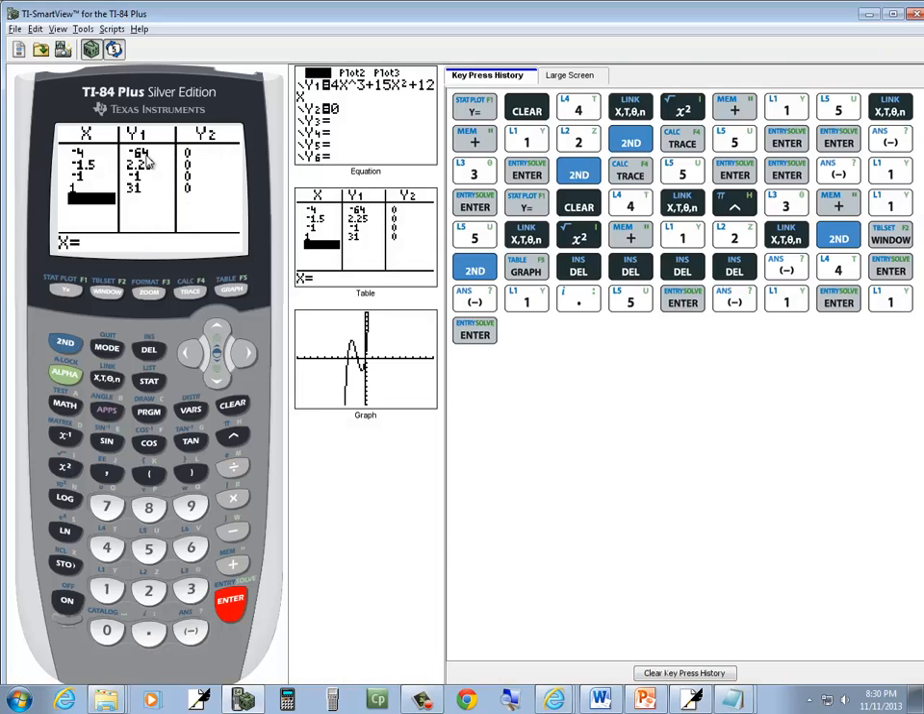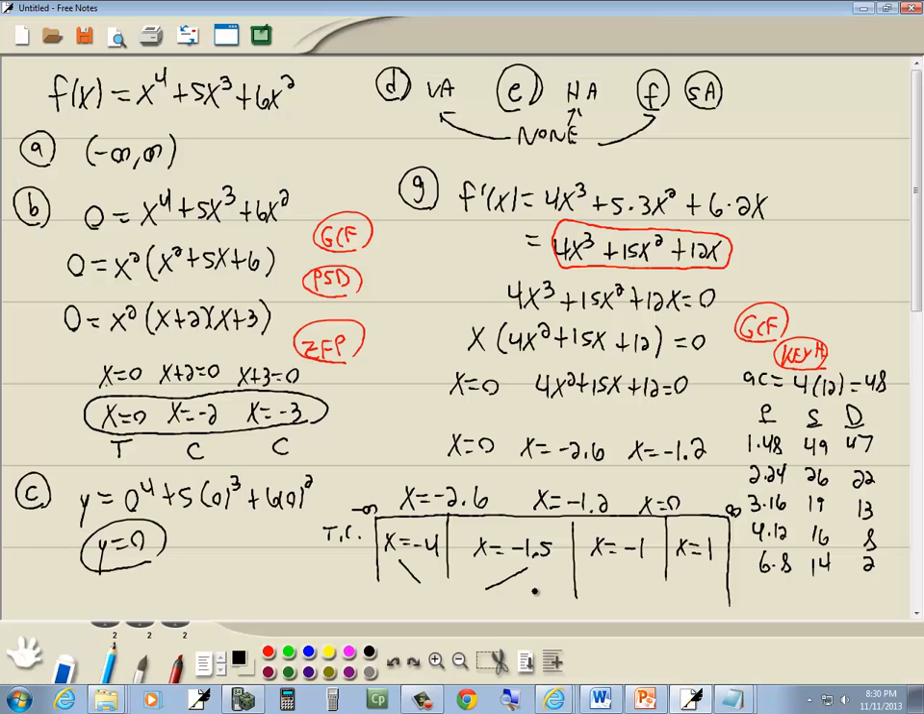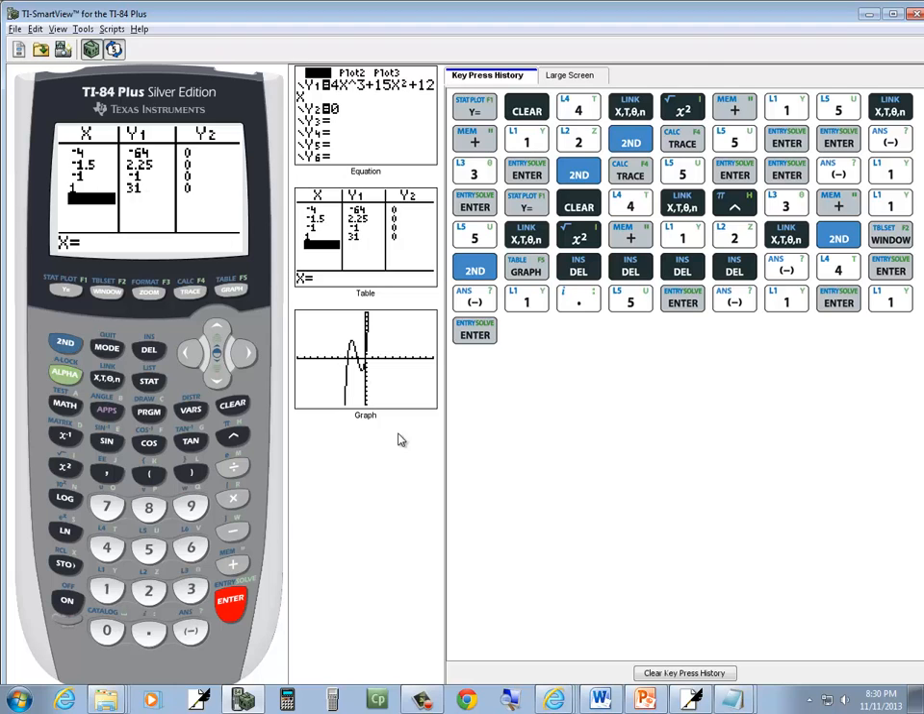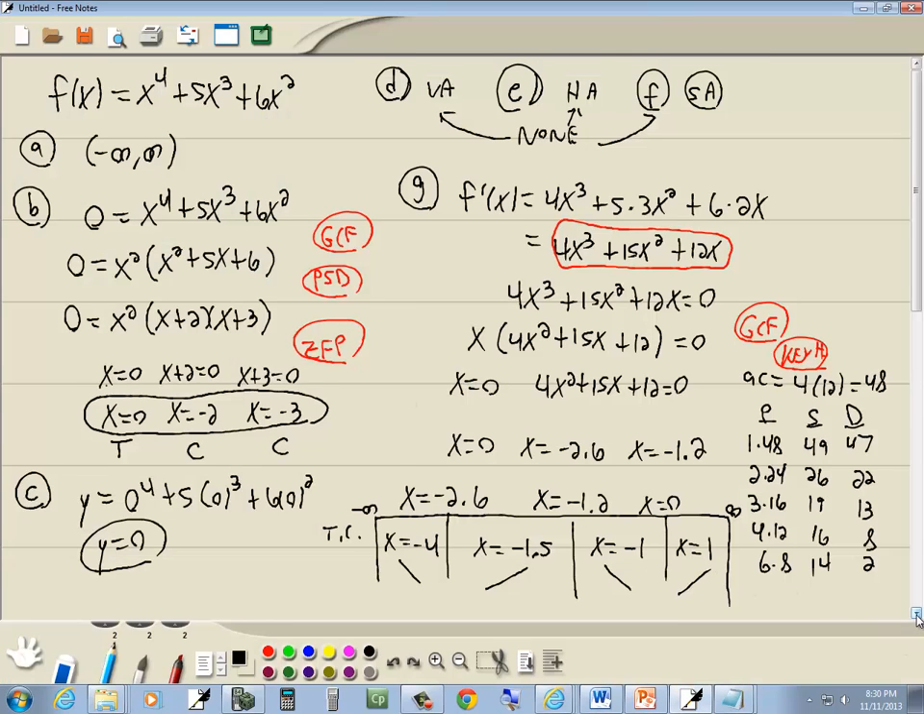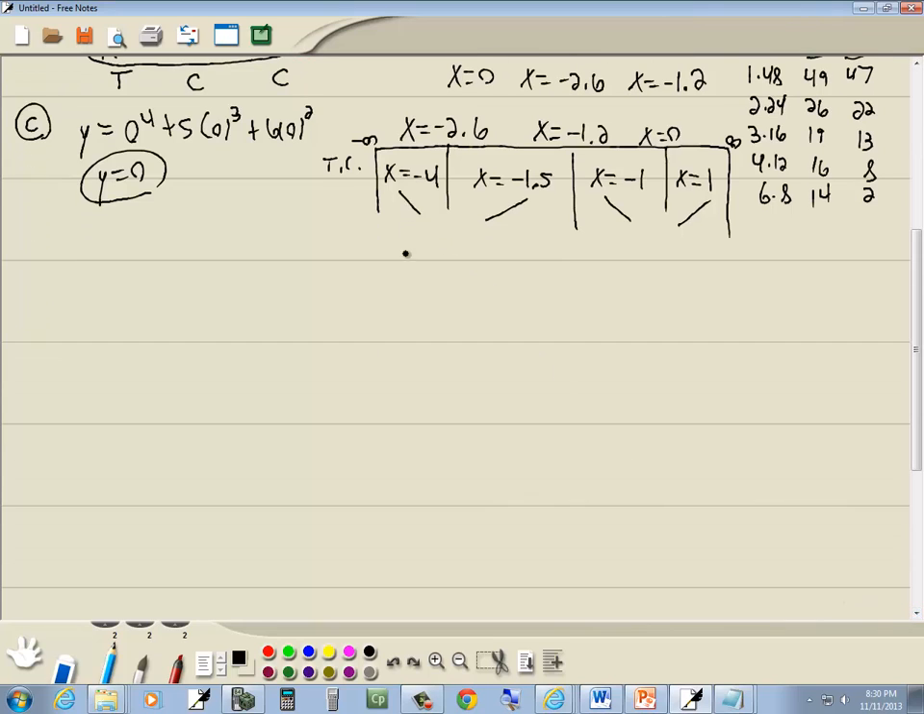Okay. -4 gave us a -64, which means this is decreasing. -1.5 gave us a positive 2.25, so this is increasing. -1 gave us -1, which is negative, so it's decreasing. 1 gave us 31, which is positive, so it's increasing. So this is decreasing from negative infinity to -2.6, and then it's increasing from -2.6 to -1.2, and then it's decreasing from -1.2 to 0, and then it's increasing from 0 to positive infinity.